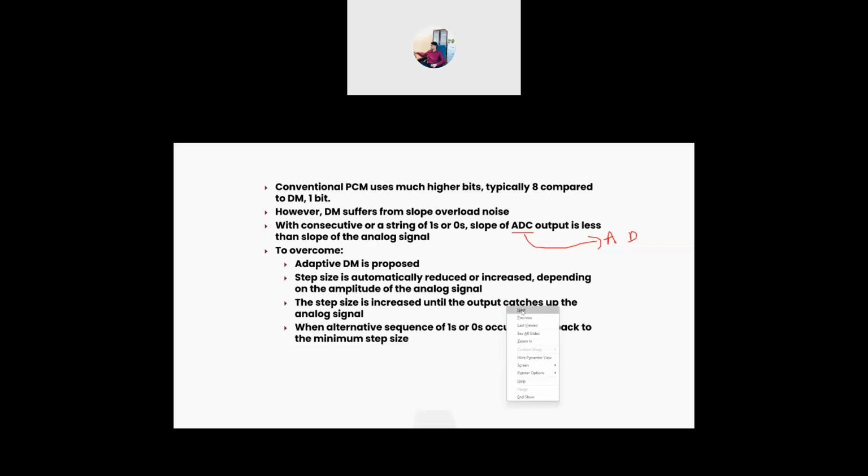If you see here, this is your information signal and this is your sampling. You can see the slope is increased; if you measure the gradient, you can see the gradient will increase. So when the original analog signal increases, the step size of our delta modulation will also increase accordingly. That's why it is adaptive, meaning our step size will not be fixed.